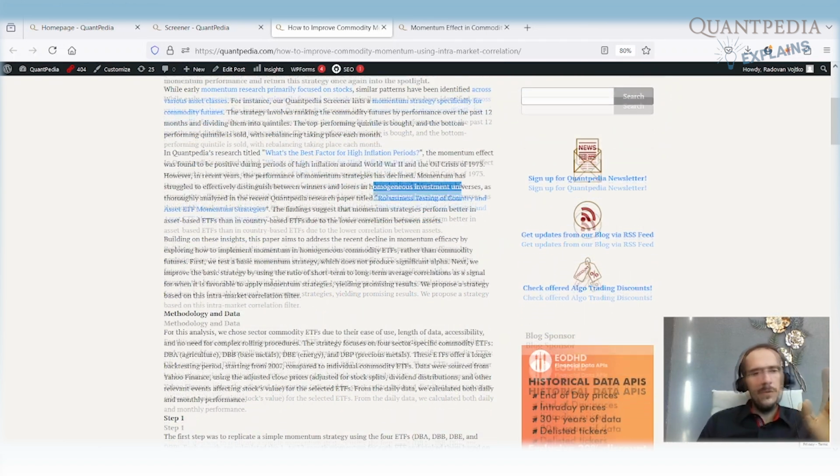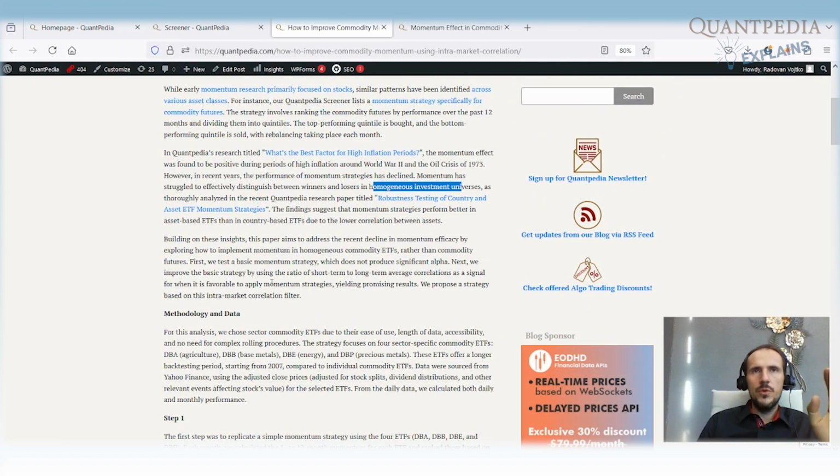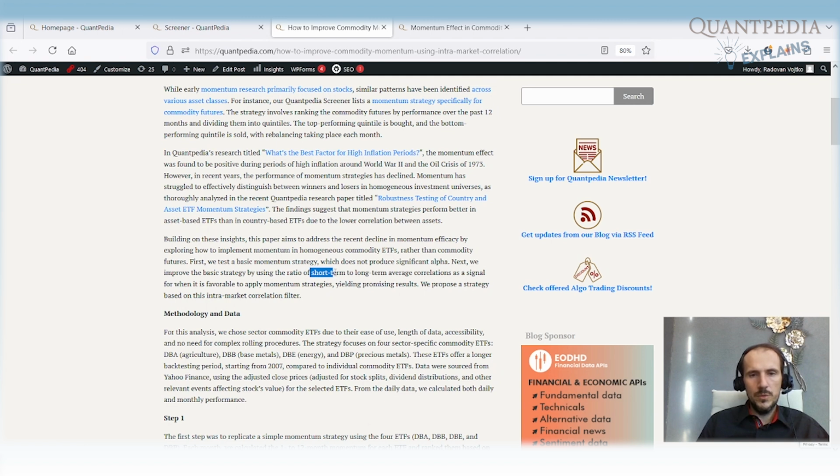Our idea was to find a filter that will tell us when to exploit the momentum strategy and when to avoid it, especially in commodities. A very interesting predictor that we found is the ratio of the short-term to long-term average correlation. That's the predictor and it works really, really well. I will show you later.